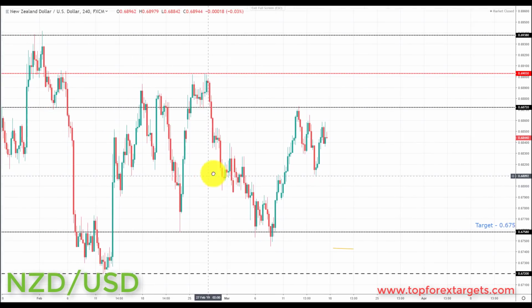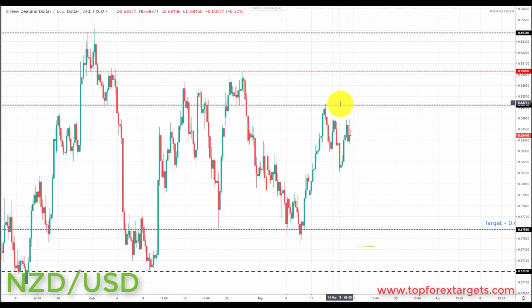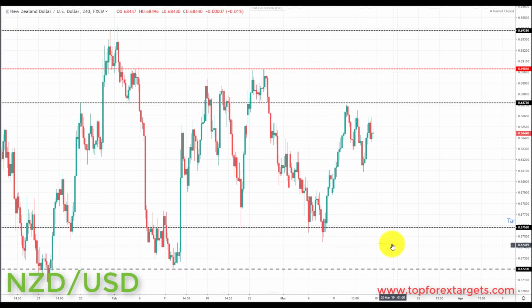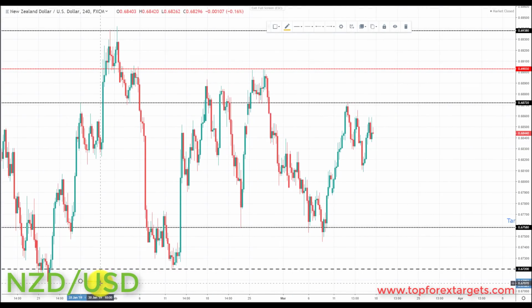Again, if I scroll out a little bit here, you can see that the reason this has been revised down slightly is because we are actually starting to coil in the New Zealand dollar.